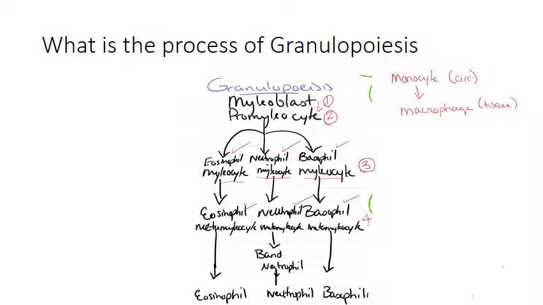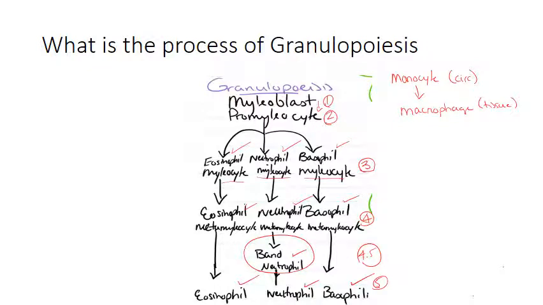And here it gets a little weird because the neutrophil goes through an extra step, which is the band neutrophil, and then we become an eosinophil, neutrophil, and basophil. So we can say this is like 4.5, and that's 5. Okay, so just remember, the neutrophil has a special little stop there where it becomes the band neutrophil.